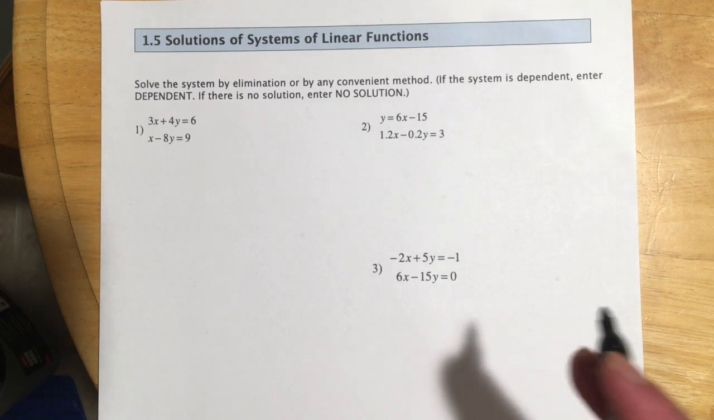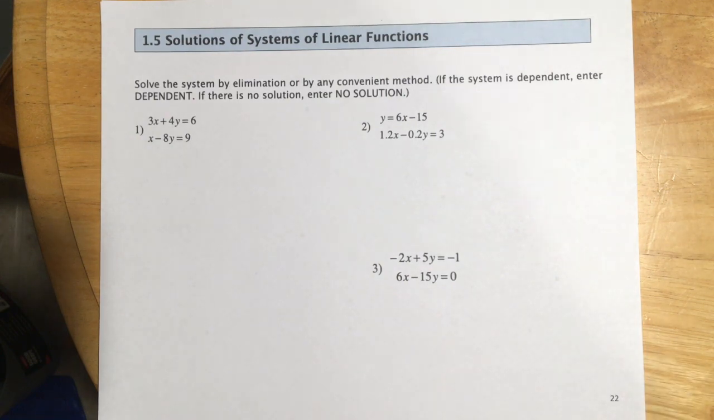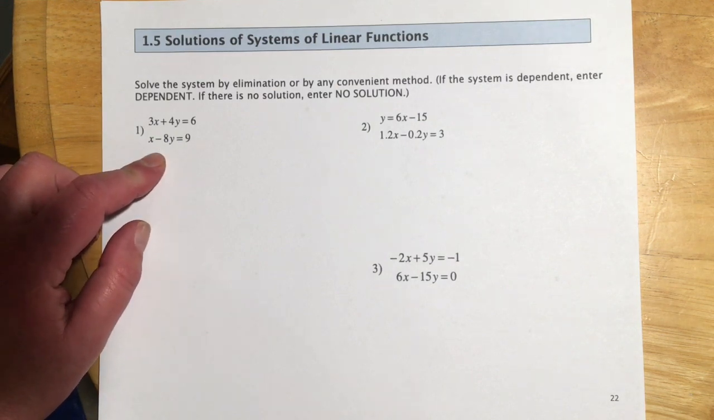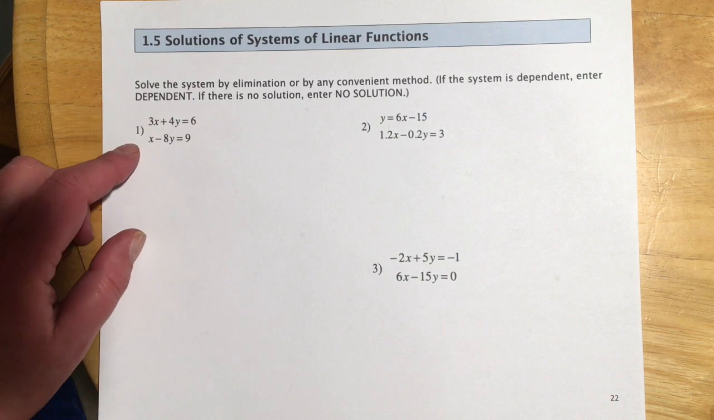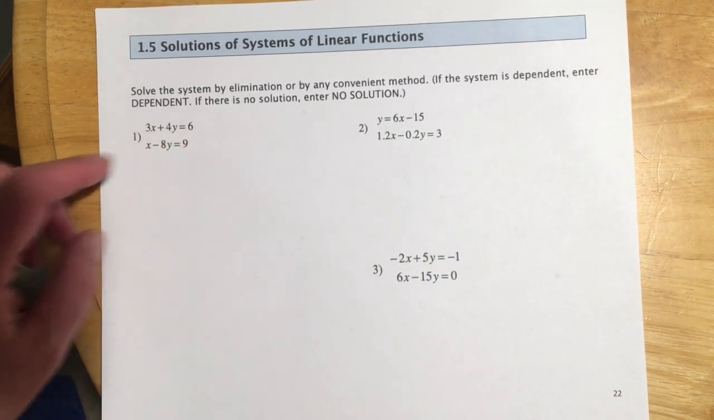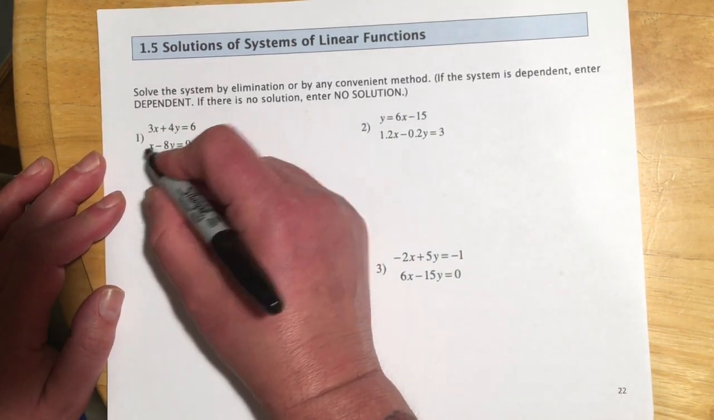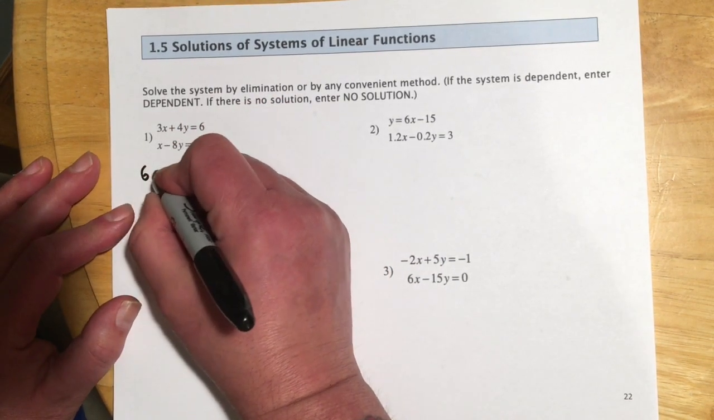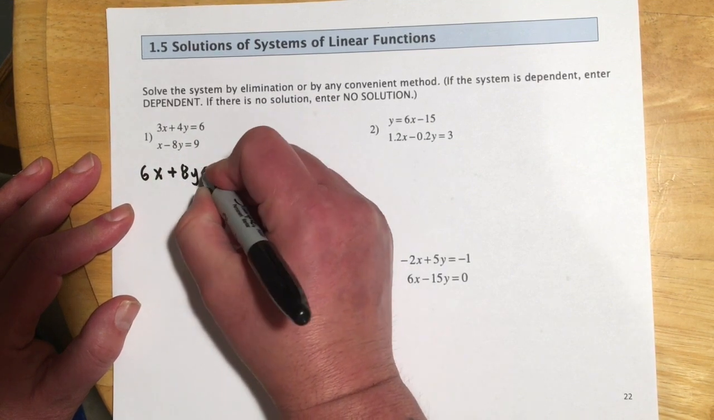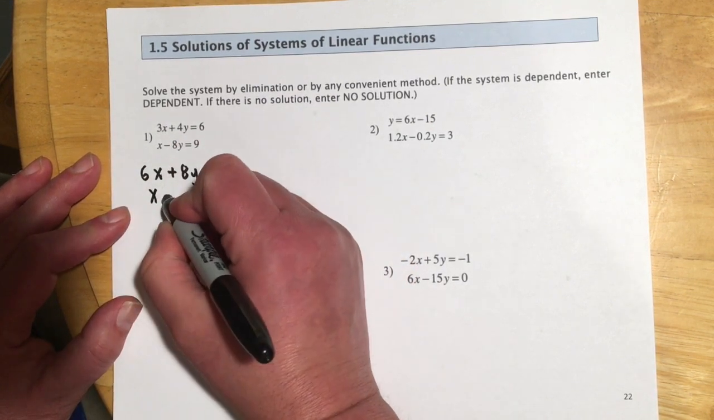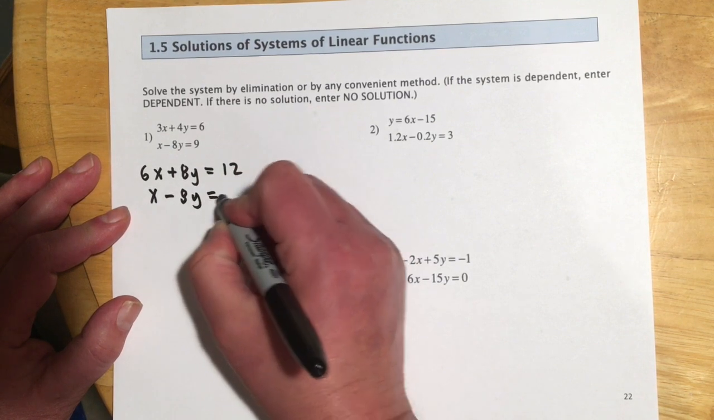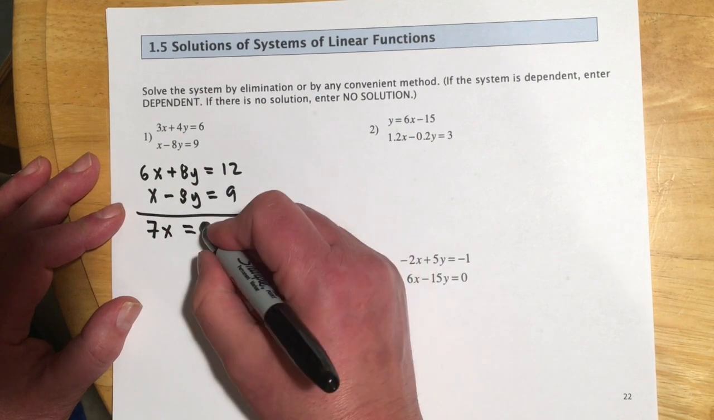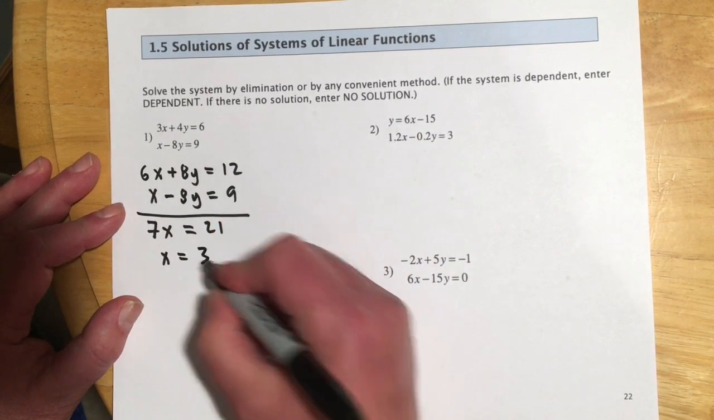Okay, 1.5 was solving systems of linear equations. And so we can either do this by substitution or elimination, whichever seems like the better fit for the problem. For this first one, I would definitely do elimination. It'd be easy to do a negative 3 or to do a 2 across here. And that would get rid of either the x or y respectively. So I'm going to do the top one by 2 and get 6x plus 8y equals 12. And then I'll add the bottom one to it. And those y's are going to cancel, leaving me 7x equals 21, and then x equals 3.